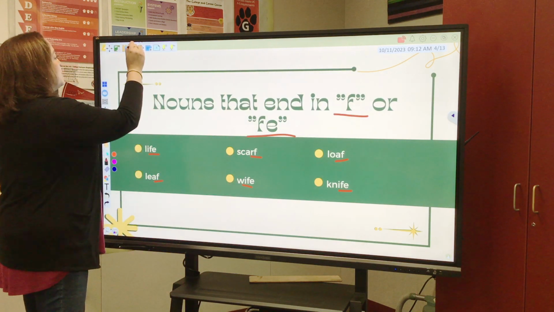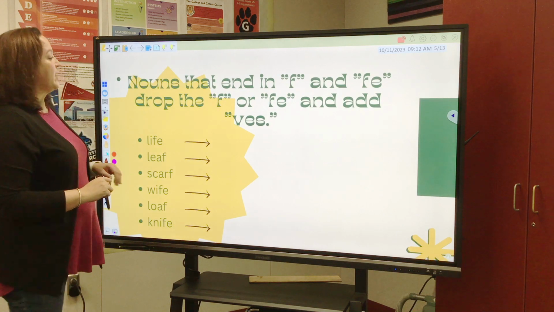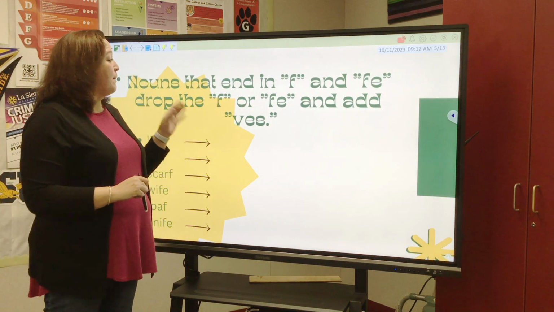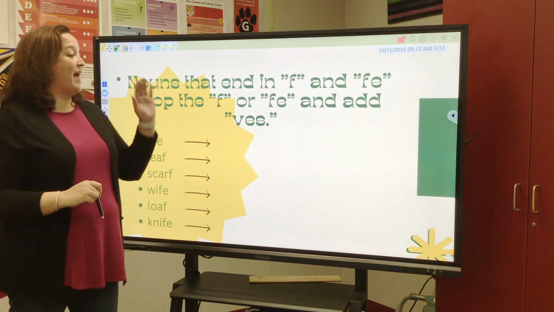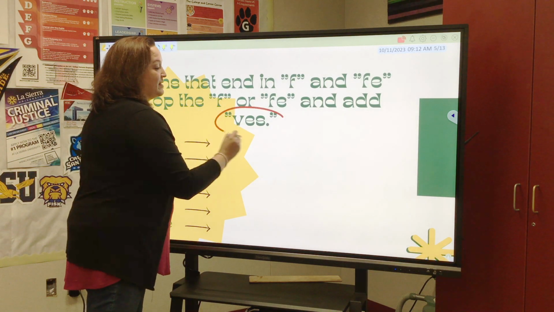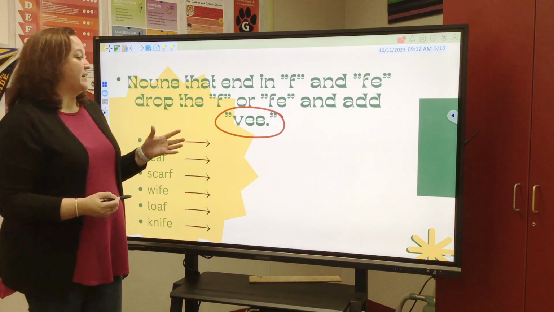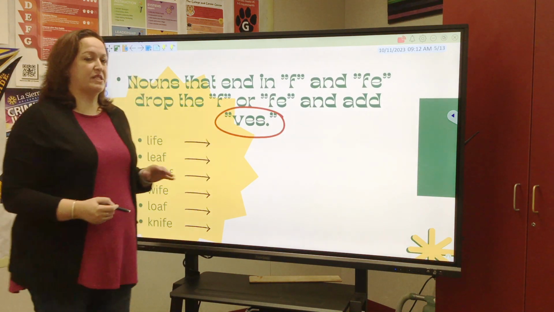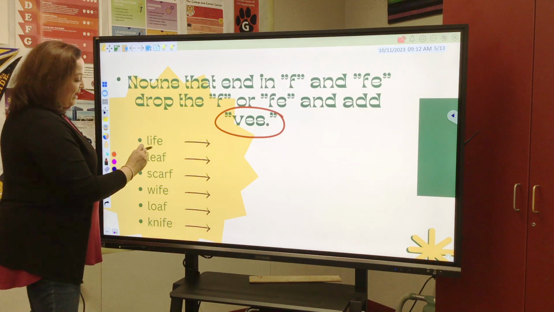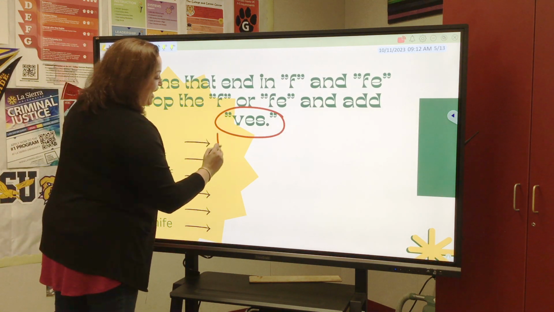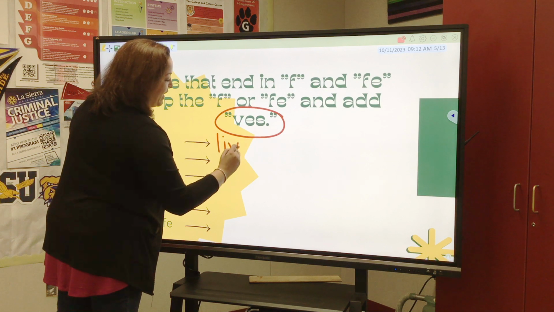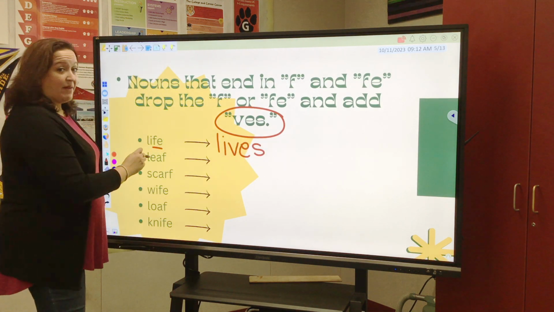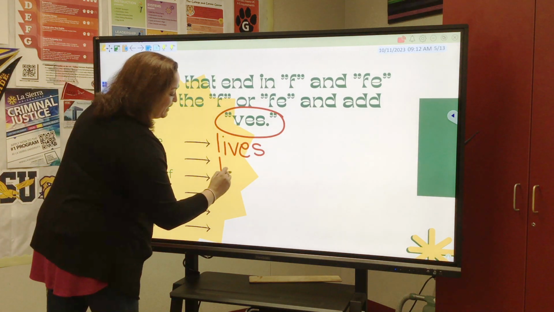So these are all words that when we make them plural, we have to remember that kind of irregular change. So moving into our actual rule, the nouns that end in F and FE, drop the F and FE and add VES. So whether you choose to think of it as dropping the F or FE or changing it, the rule results are still the same. So we have life, which is going to become lives. So we drop that F or FE, we get lives. Then we have leaf, so leaves.